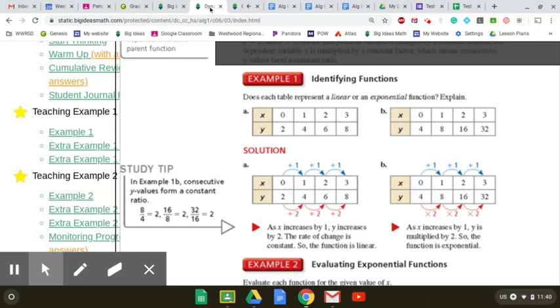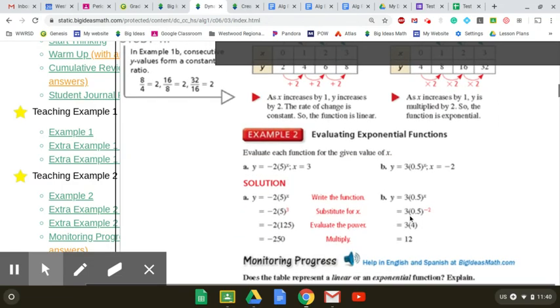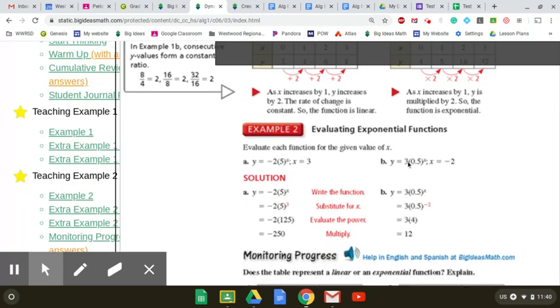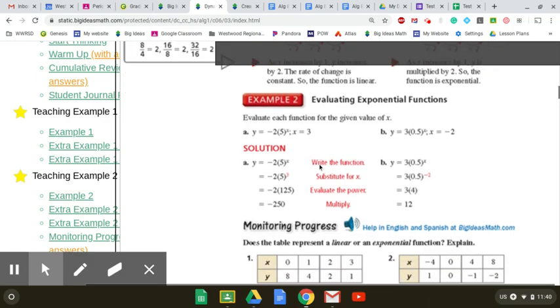Okay, let's take a look at example 2. In example 2, you're just evaluating exponential functions for a given x value. So for part A, we're given this equation, which is an exponential function because we can see x is in the exponent. We want to evaluate when x is 3. So we're just going to take 3 and plug it into our equation. Remember, follow the order of operations. Do the exponent first. 5 to the third is 125 times negative 2 is negative 250. You could just put it into your calculator and get the answer as well.